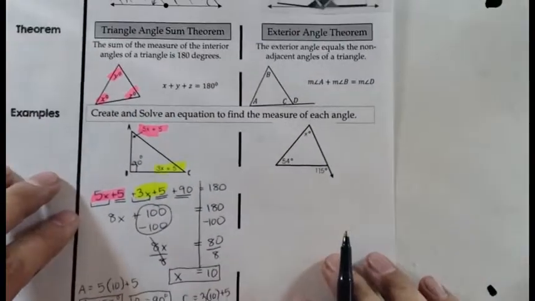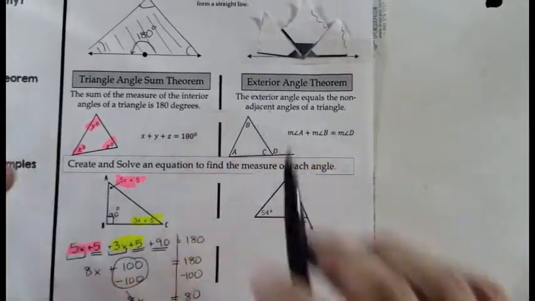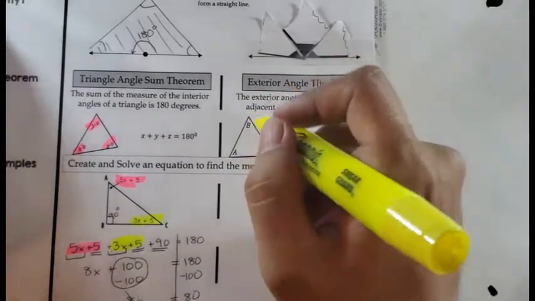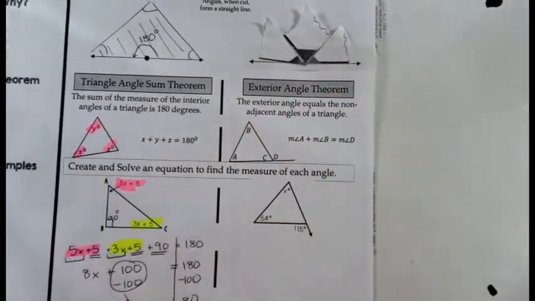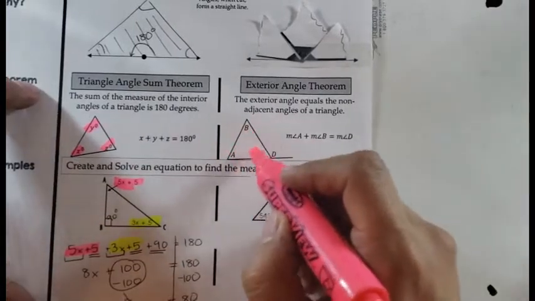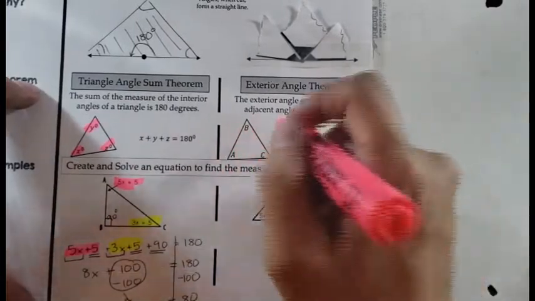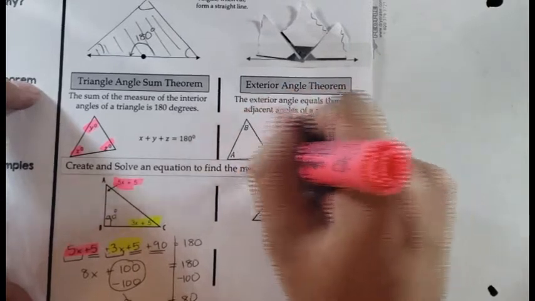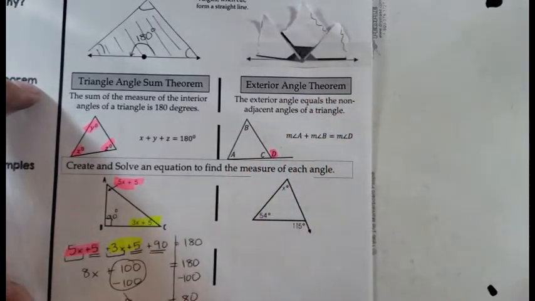Going on to the last part, a part that you might not be familiar with is the exterior angle theorem, or you might also hear it as the exterior angle sum theorem. The exterior angle equals the non-adjacent angles of a triangle. So that's a lot of words there. To simplify this, let's highlight certain things. What this is saying is the exterior angle. In a triangle, these are all interior angles. The exterior angle is formed by the edge of a triangle, and it has a line segment that continues from one of the side lengths.